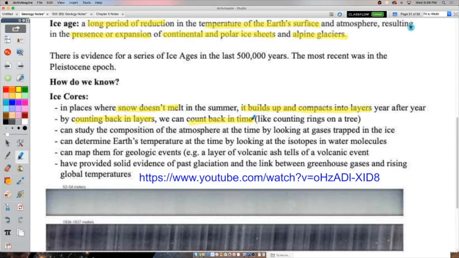Okay, so it's like counting rings on a tree. Great. So that lets us know how far back this ice formed. What useful information is contained in that ice? Well, we can actually look at what the atmosphere was made of at the time that ice froze.